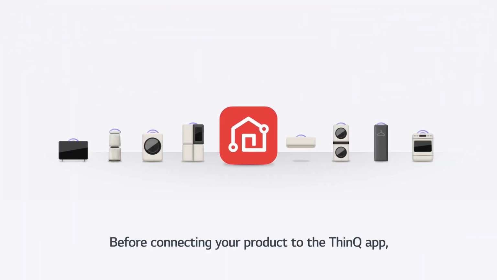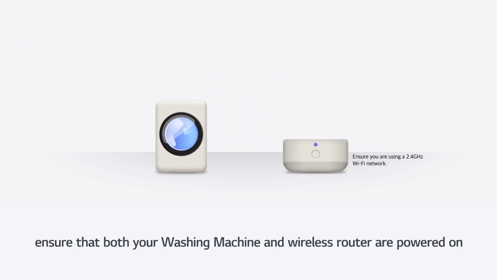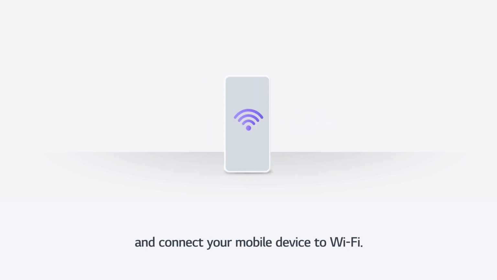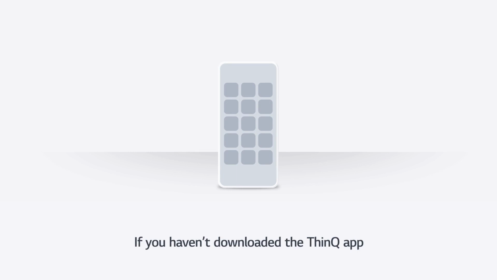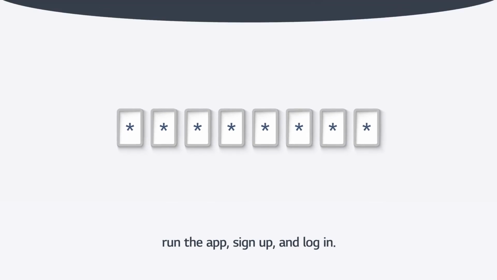Before connecting your product to the ThinQ app, ensure that both your washing machine and wireless router are powered on, and connect your mobile device to Wi-Fi. If you haven't downloaded the ThinQ app, download it from the Google Play Store. Run the app, sign up, and log in.